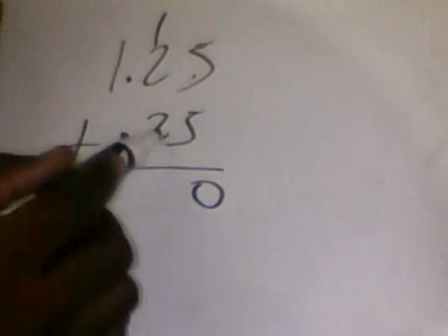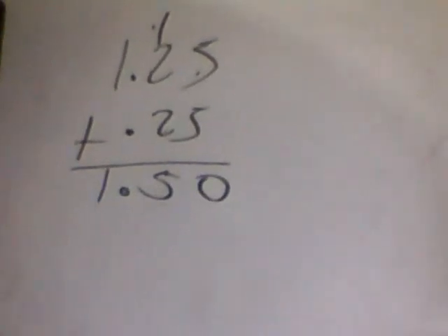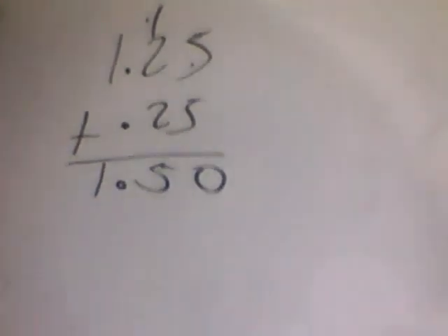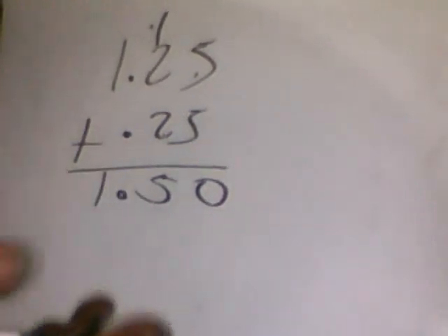What if we were, say, adding decimals? 1.25 plus 0.25. Very easy. See, the 5 plus 5 is 10. Then you carry the 1. 2 plus 2 is 4 and 1 is 5. And 1.50. So adding decimals is not that difficult, right? Subtracting is the same way.